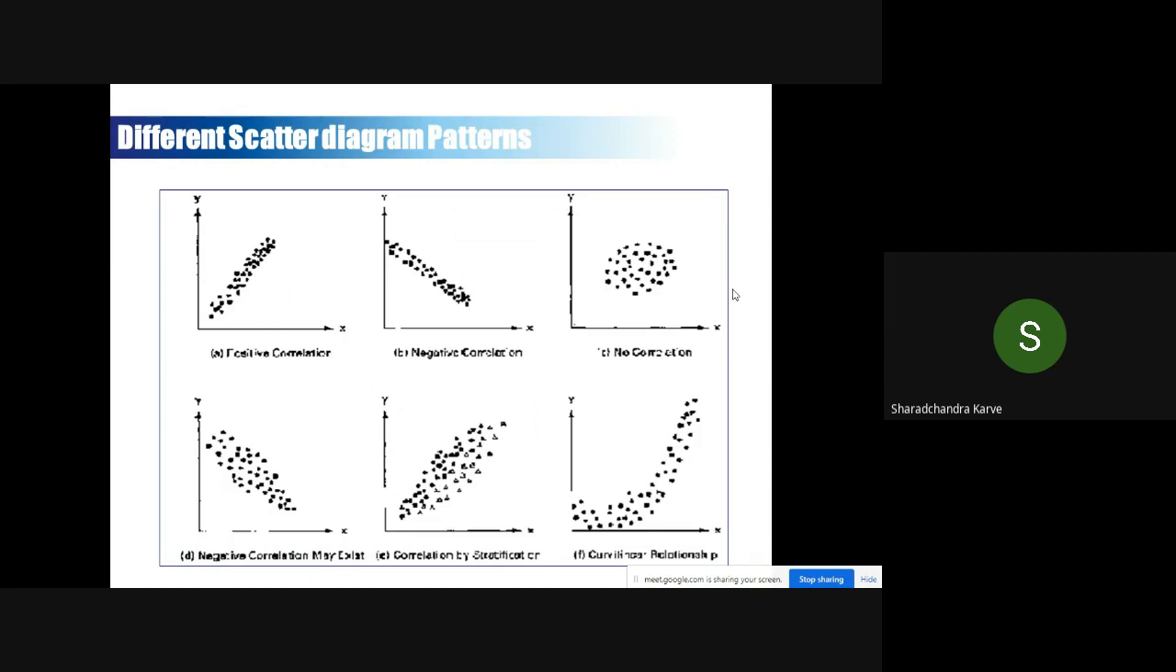So next is a scatter plot, which is an X versus Y graph. From that X versus Y graph, if X increases, Y increases, that is what we call a positive relationship. If X increases, Y decreases, we call it a negative relationship. And that is what we can understand visually using these graphs, which are called scatter plots.